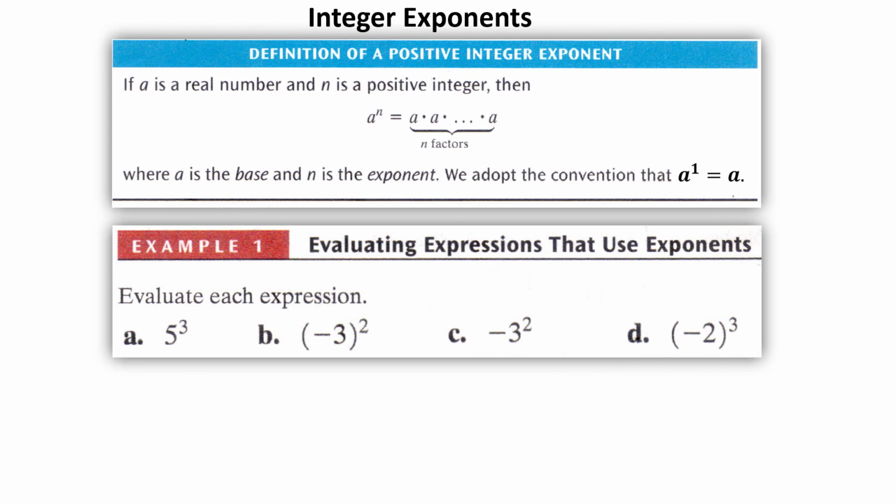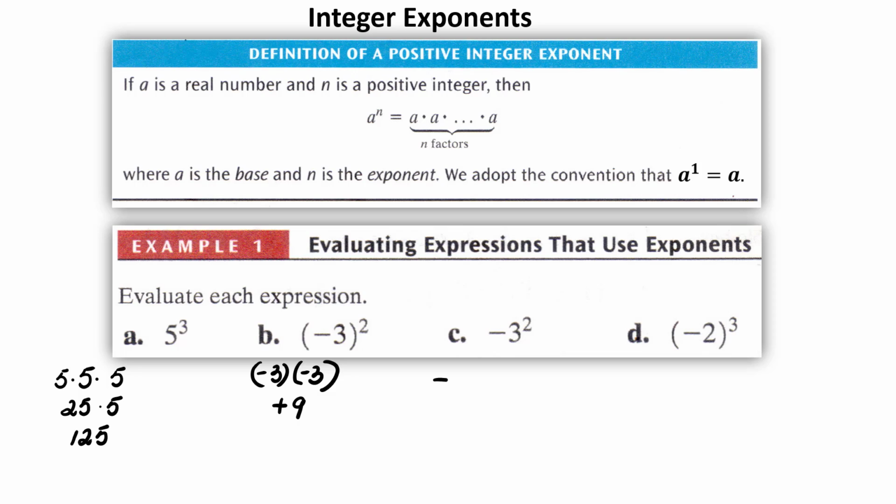a to the n is equal to a times a times a, n times. 5 to the third is 5 times 5 times 5, which is 25 times 5, which is 125. With parentheses, negative 3 squared means negative 3 times negative 3, which is positive 9.